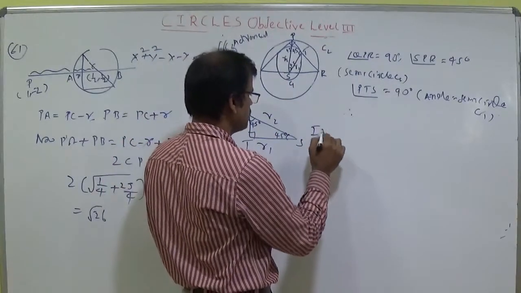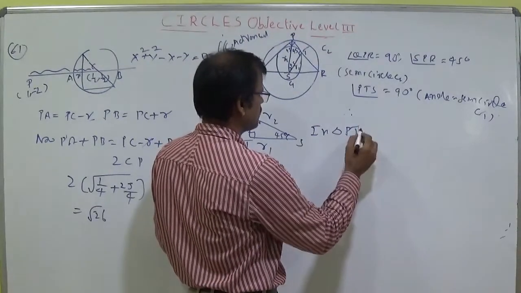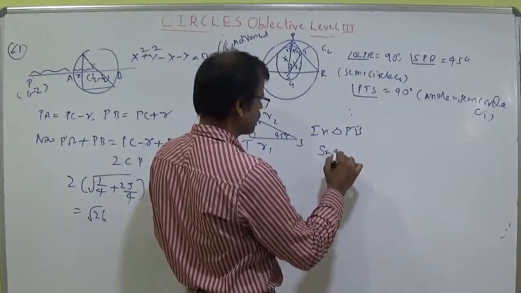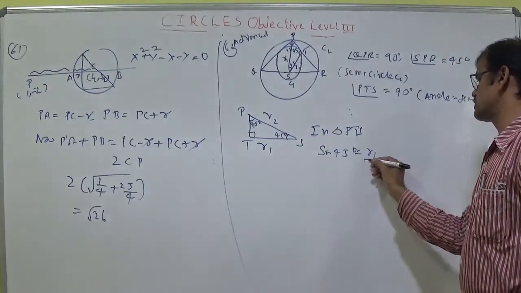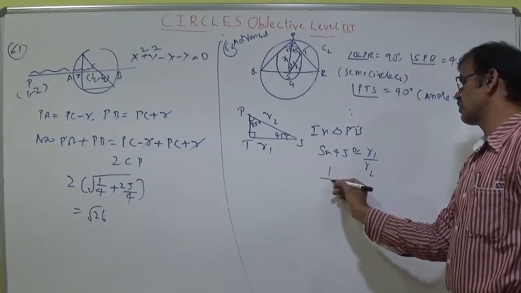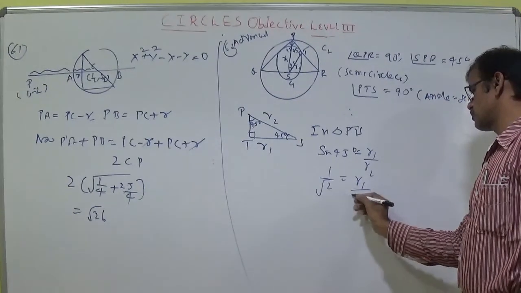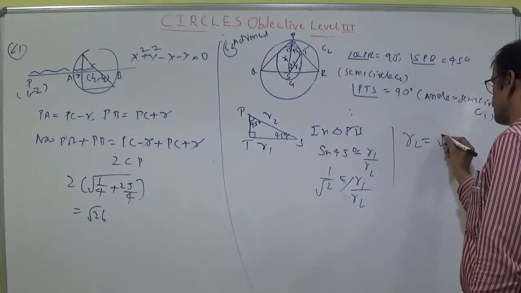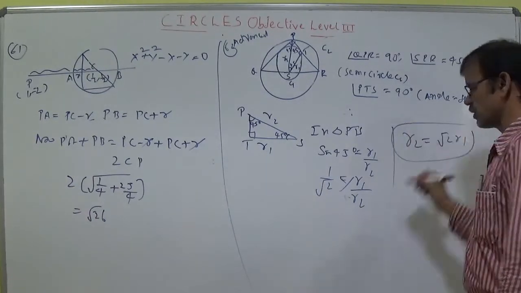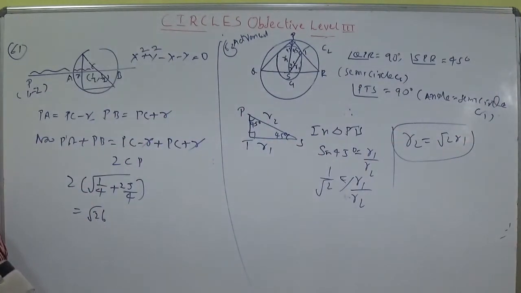In this triangle PTS, take sin 45 or cos 45, your wish. Sin 45 is equal to opposite side by hypotenuse, R1 by R2. Here sin 45 is equal to 1 by root 2. So 1 by root 2 is equal to R1 by R2. Taking cross multiplication, you can write R2 is equal to root 2 R1. According to the options, it is the second option.